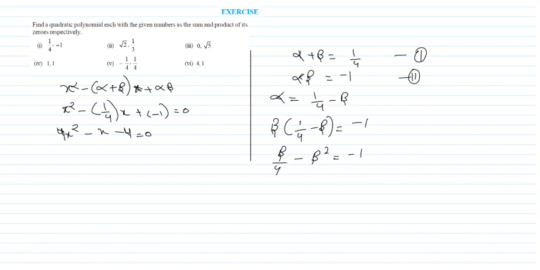Okay, so as you can see, both the results are the same, so you can use either of the methods to find the quadratic polynomial if the sum and product of the roots are given to you. Okay, so here we have the next topic, that is division algorithm.